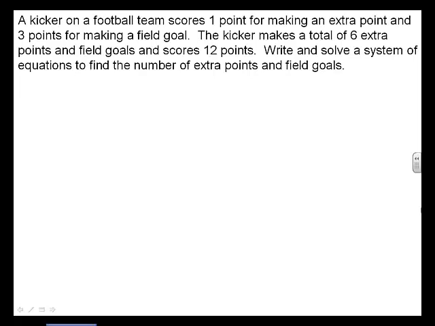A kicker on a football team scores 1 point for making an extra point and 3 points for making a field goal. The kicker makes a total of 6 extra points and field goals and scores 12 points. Write and solve a system of equations to find the number of extra points and field goals.